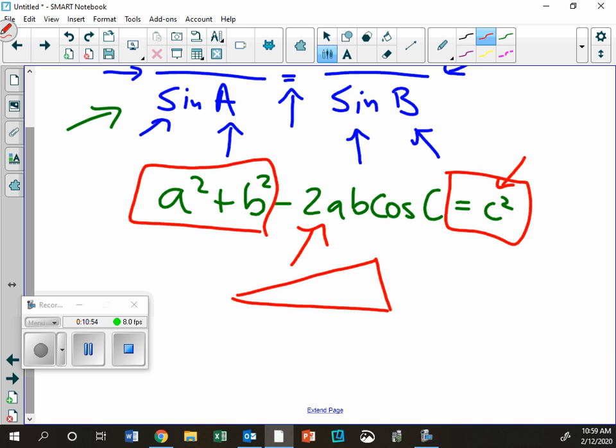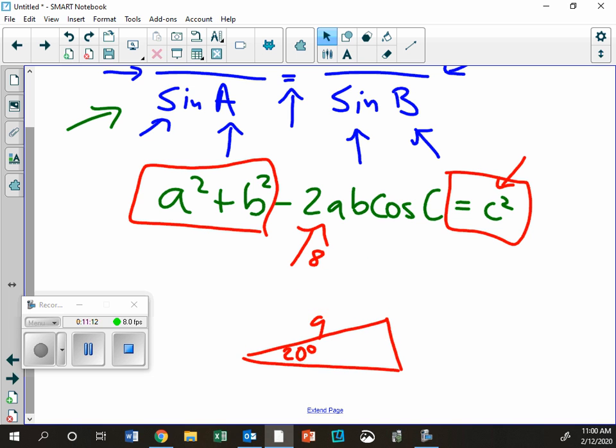Not a right triangle. Let's say this side is 8, this side is 9, and the angle is a pretty smallish angle, so I'm going to say 20 degrees. Would you please properly label this with A, B, and C? If this side's 8, this side's 9, and the angle's 20 degrees, properly label it with A, B, and C. And I mean big A, big B, and big C, and little a, little b, and little c.